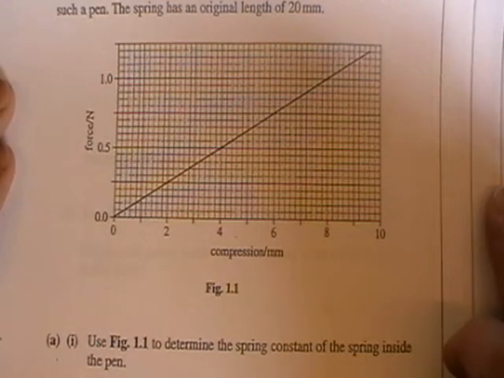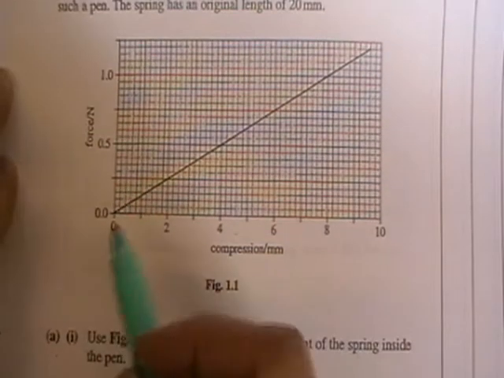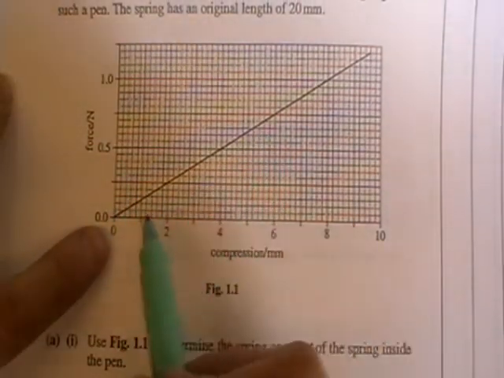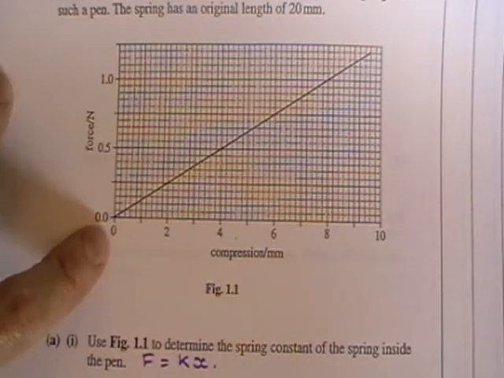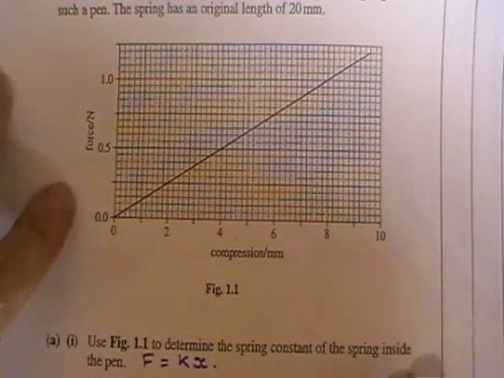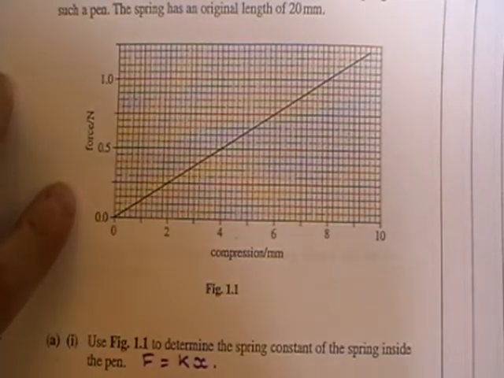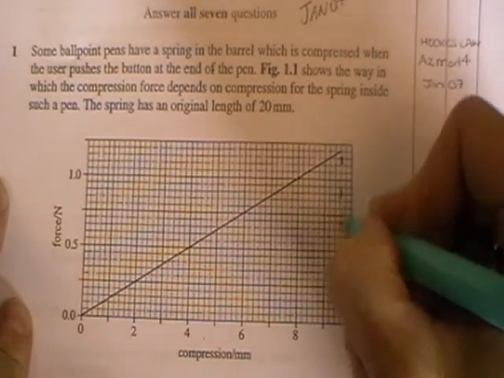Use figure 1.1 to determine the spring constant of the spring inside the pen. Right, so you have force and you have compression, and you know that F is equal to Kx. And therefore we need a value for K, so that's the gradient of the graph. And the extension has to be in millimeters, or compression in this case.